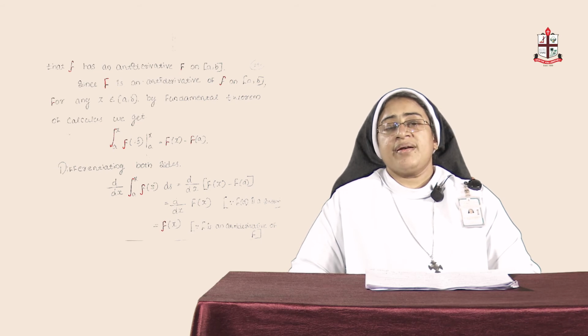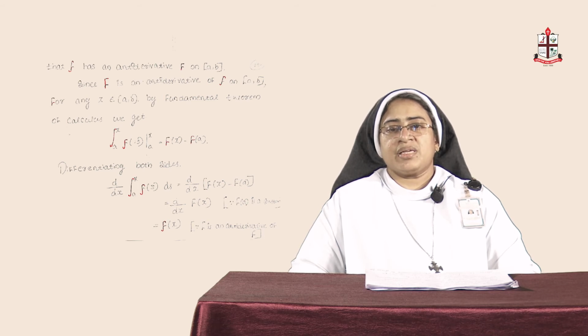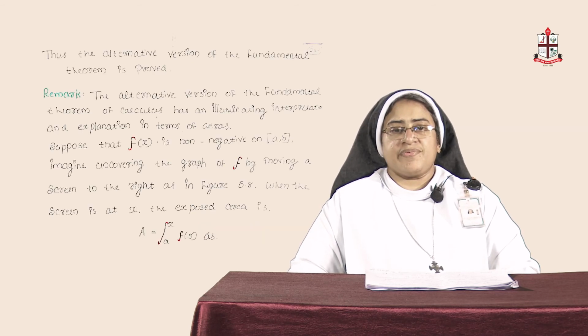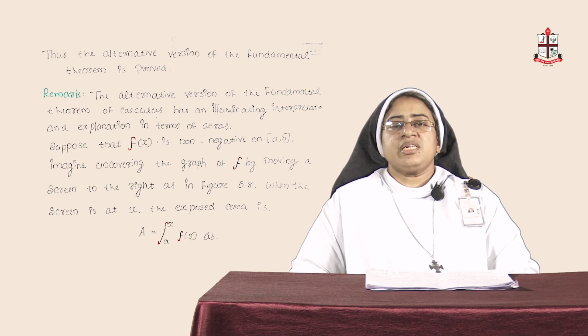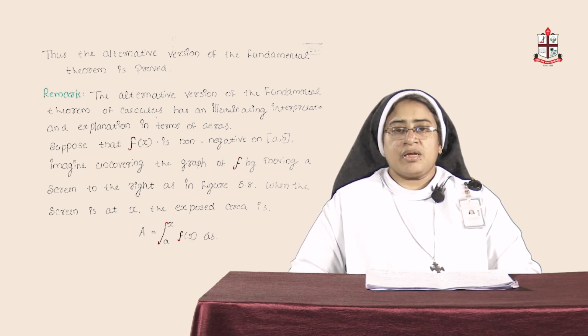So, when you are differentiating on both sides, d by dx of the integral from a to x of f of s ds is equal to d by dx of capital F of x minus capital F of a. That is d by dx of capital F of x, because capital F of a will be a constant. So, the final answer is small f of x, because small f is the derivative of capital F. Now, the alternative version of the fundamental theorem is proved.